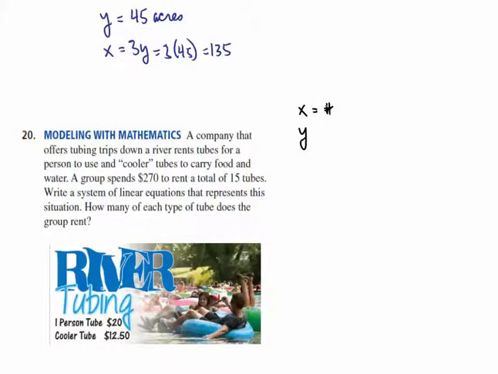So x is the number of person tubes, and y is the number of cooler tubes.